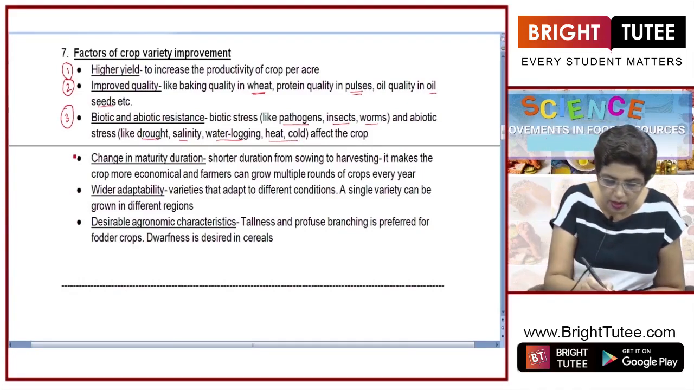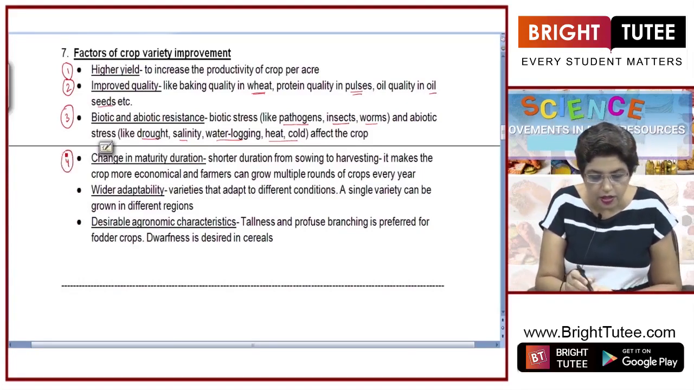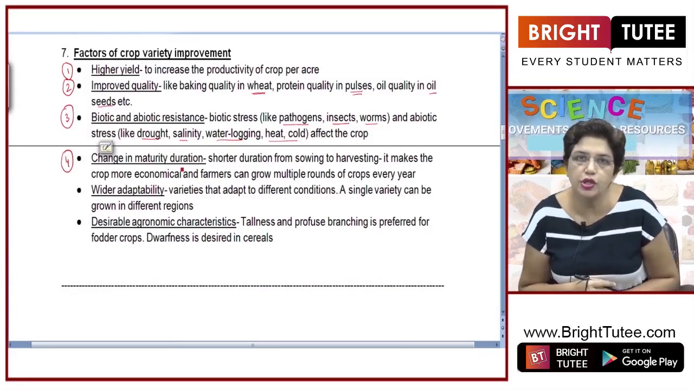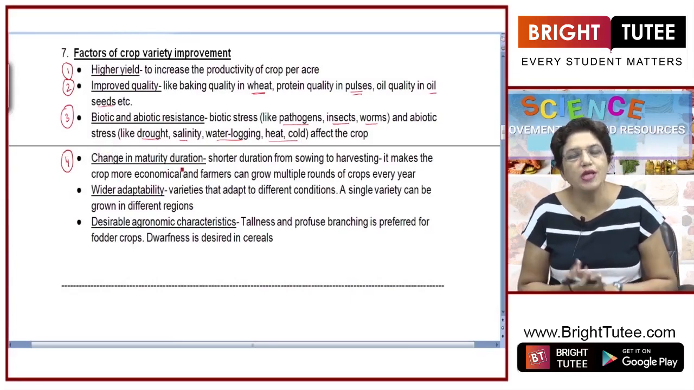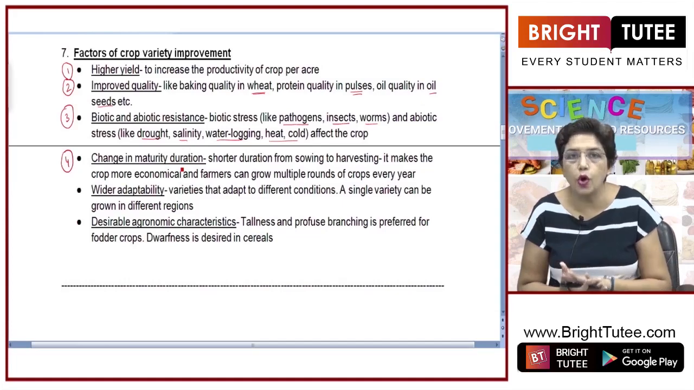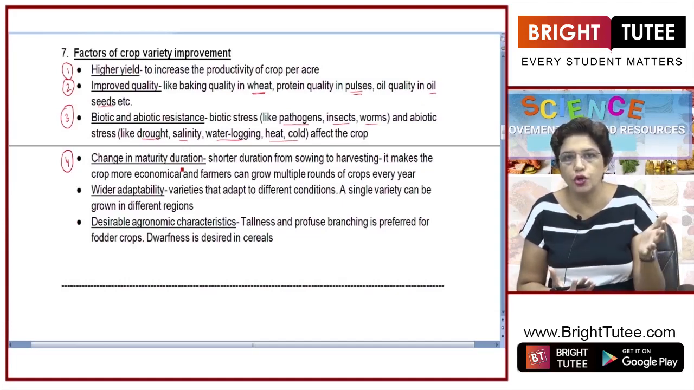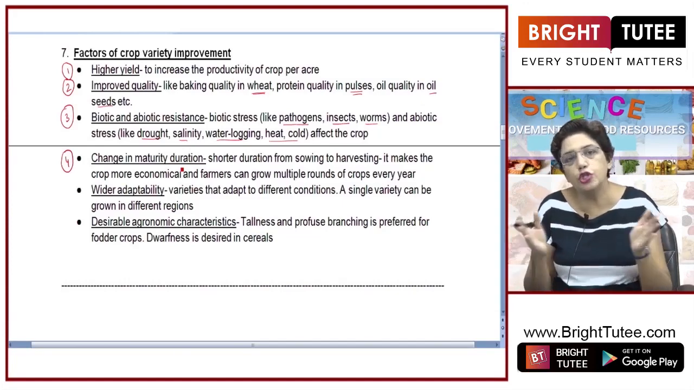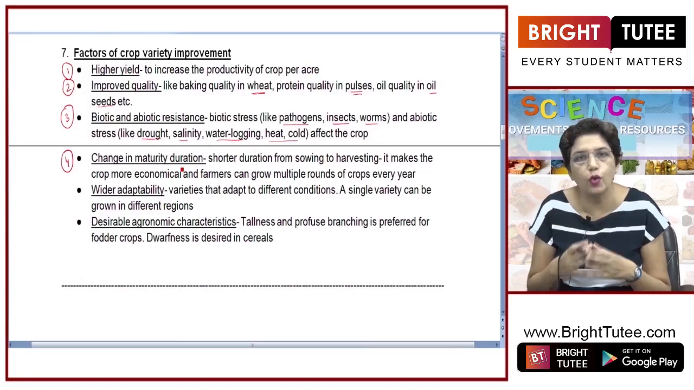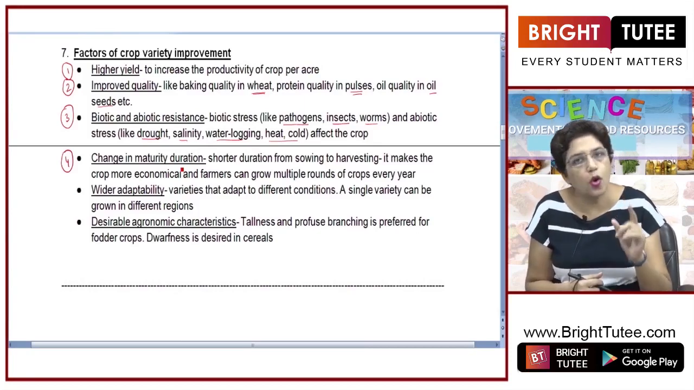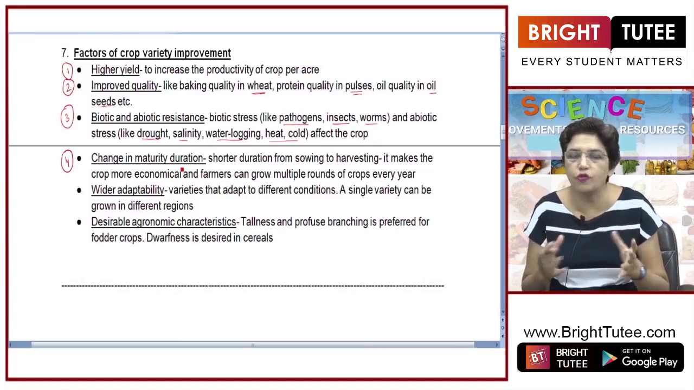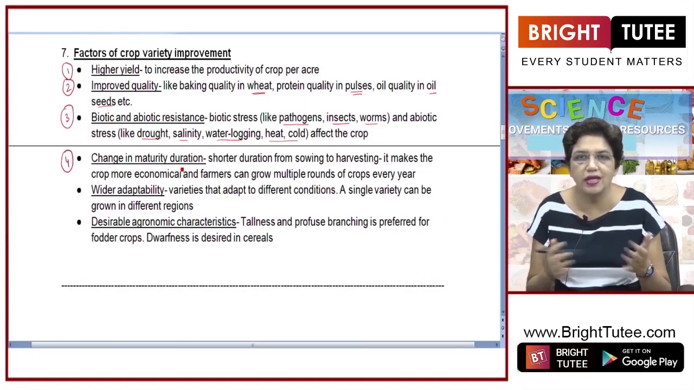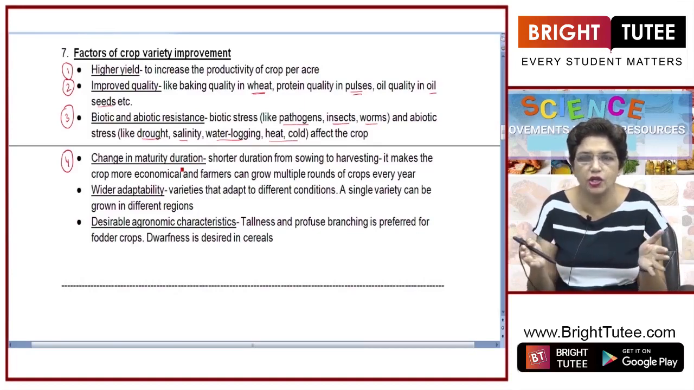Okay. Next, the fourth one is changes in the maturity duration. Maturity duration means how much time the crop takes to completely mature and be ready for harvesting. So if the maturity duration is shortened, what will happen? Firstly, the cost will reduce. The total cost of production will reduce because then you will need less irrigation time.